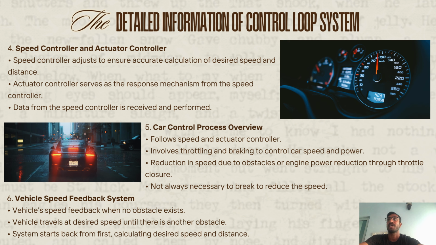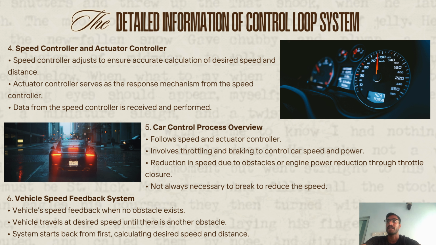So the next part of the block diagram will be the speed and actuator controller. The speed controller makes sure that the desired distance and speed are well calculated. For example, we used 60 km per hour as the speed, so it should be calculated well. And the actuator controller is a response mechanism from the speed controller. It basically receives the data and performs it.